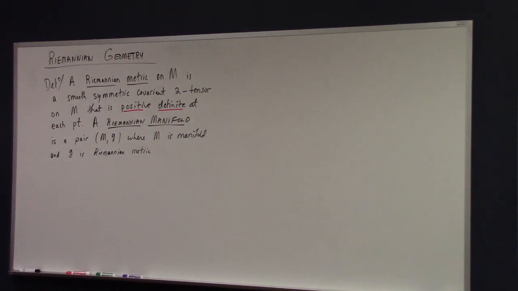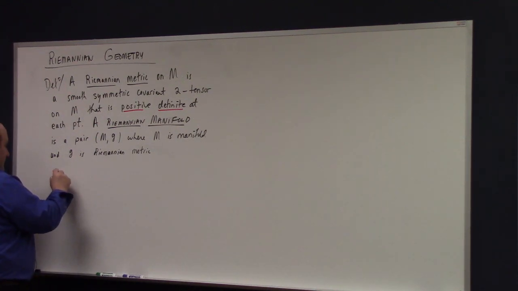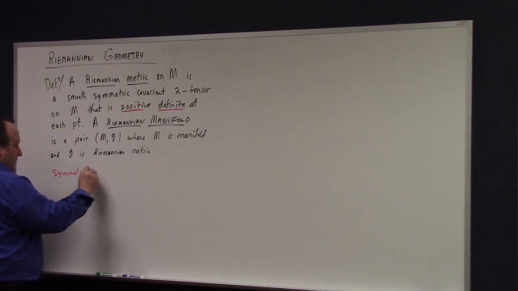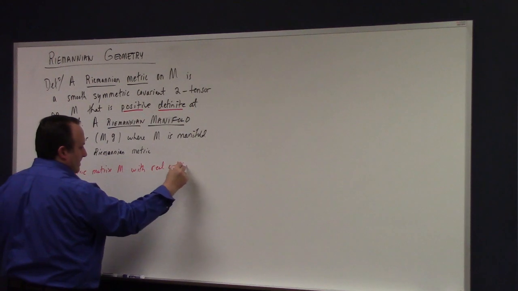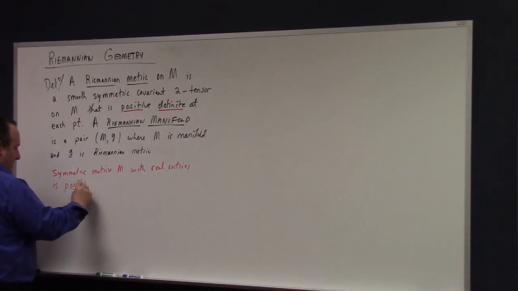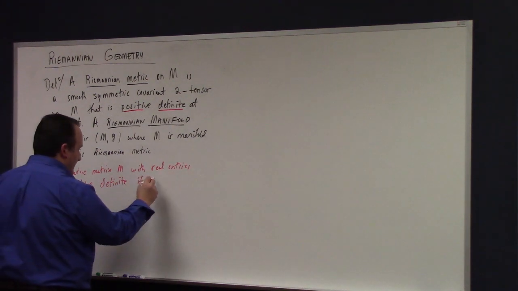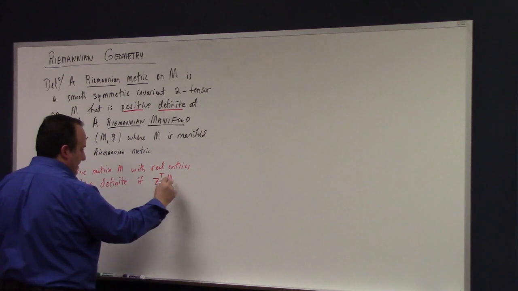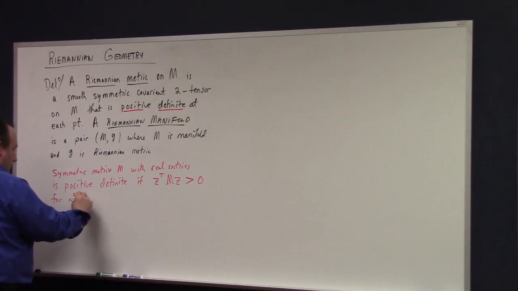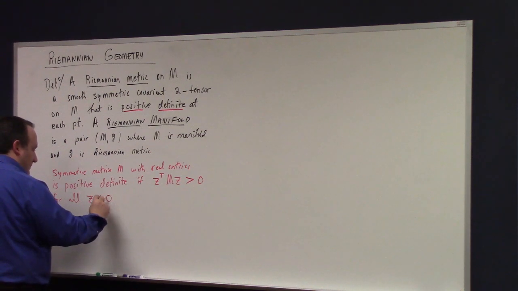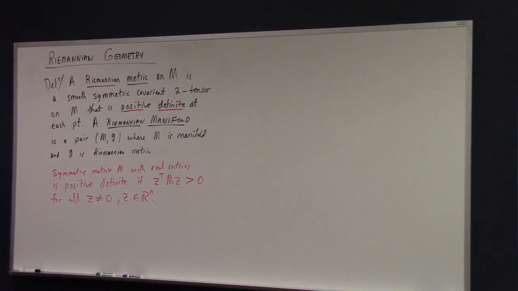Tell me about matrices. Okay, go for it. What's it say about matrices? A symmetric matrix M with real entries is positive definite if the real number z transpose M z is positive for every non-zero real column vector z, for all z not equal to 0, z in R^n.